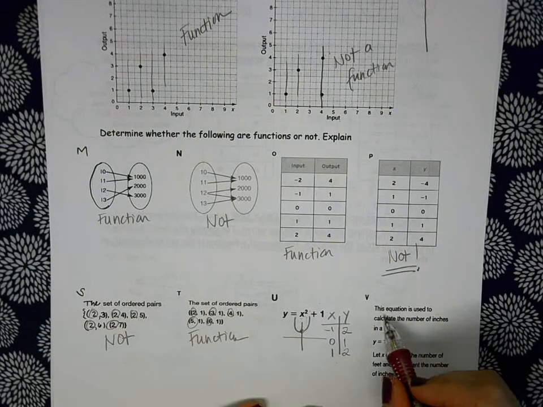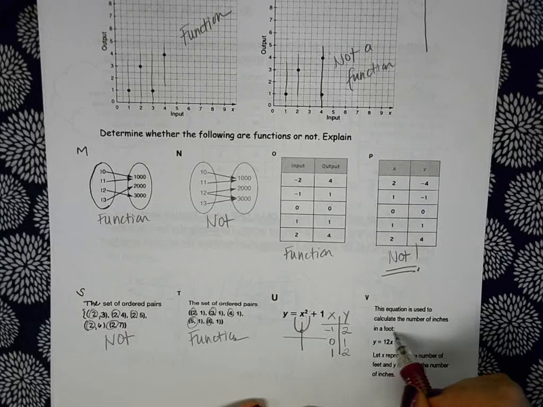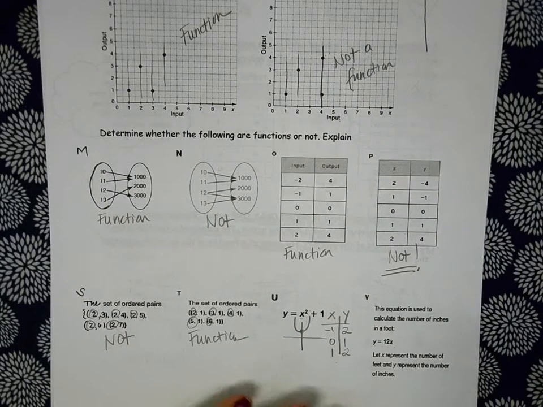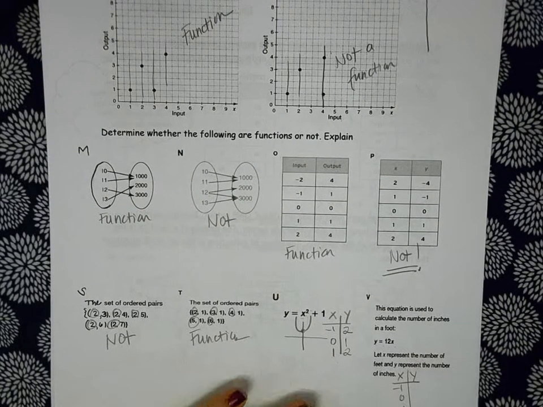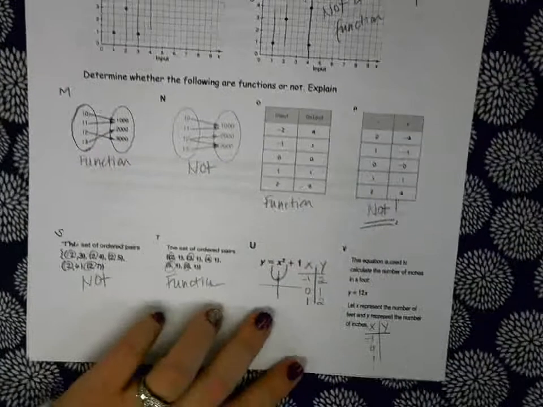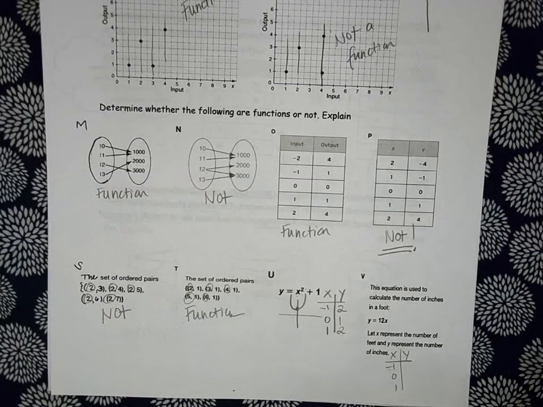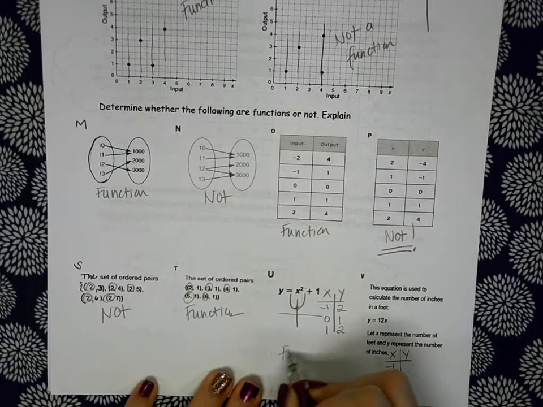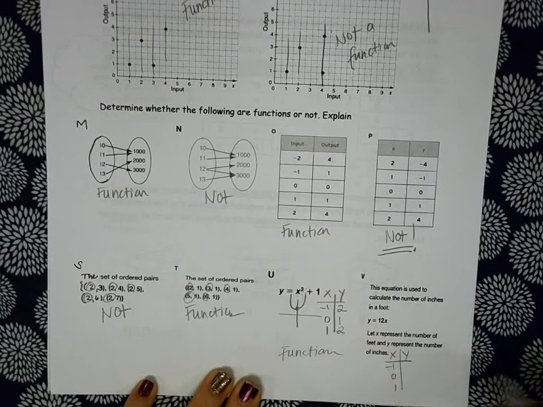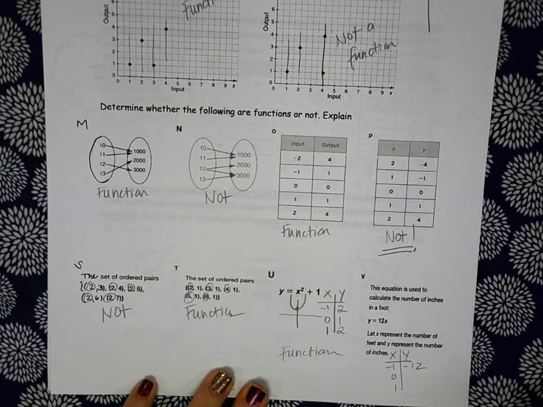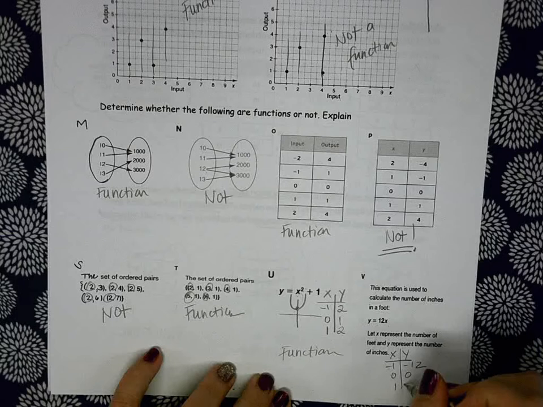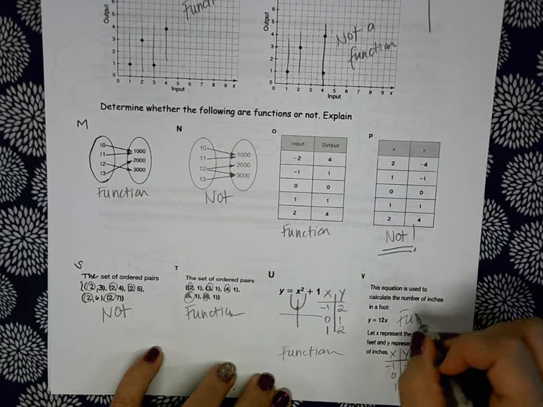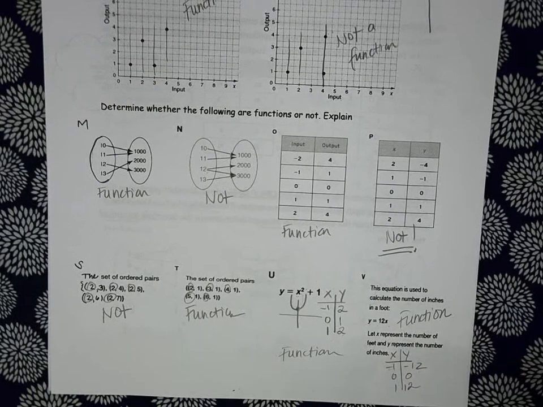This says this equation is used to calculate the number of inches in a foot. So y equals 12x. All you guys have to do is make another t-chart. Do -1, 0, 1. So when x is -1, what is y? Anybody? -12. When x is 0, what is y? 0. And when x is 1, what is y? 12. See? They're all different. So this is a function as well. Any questions?